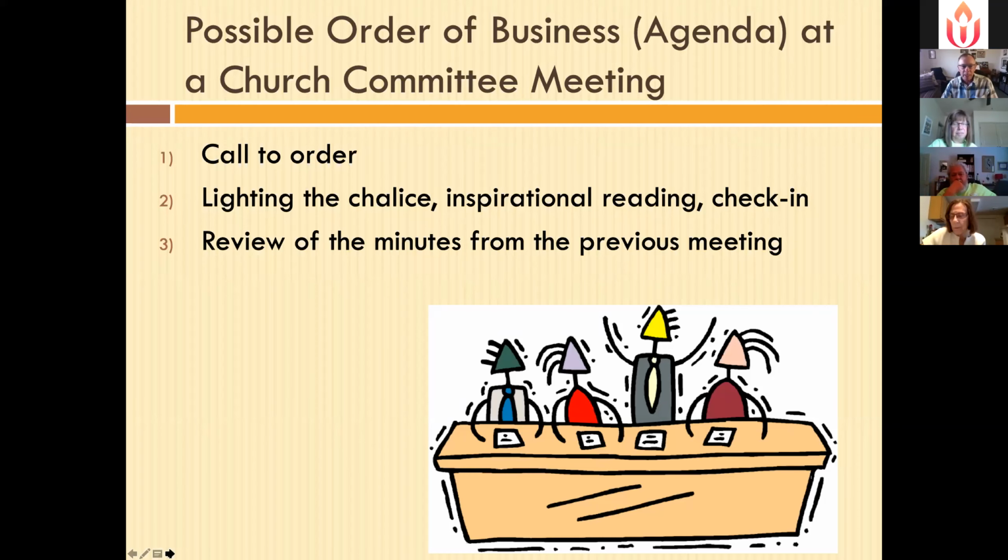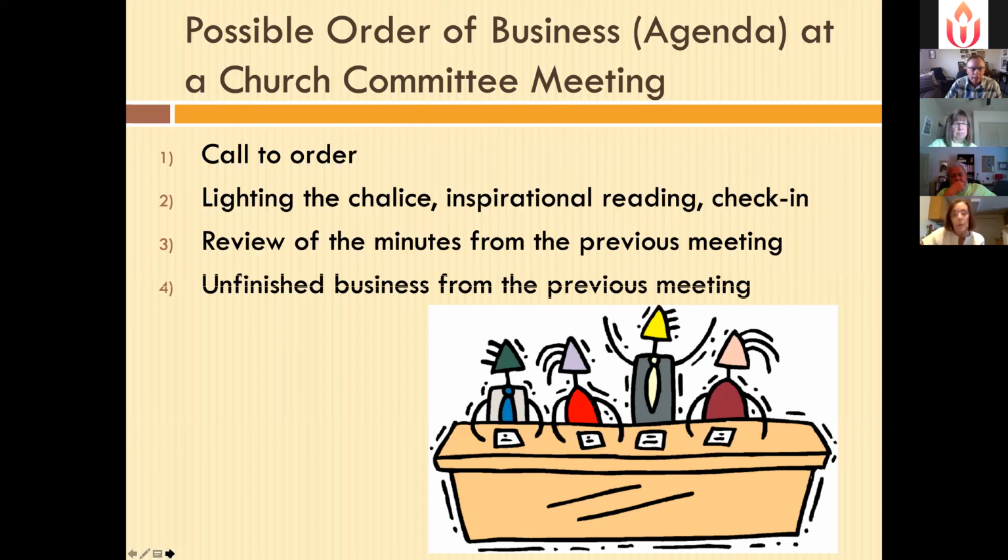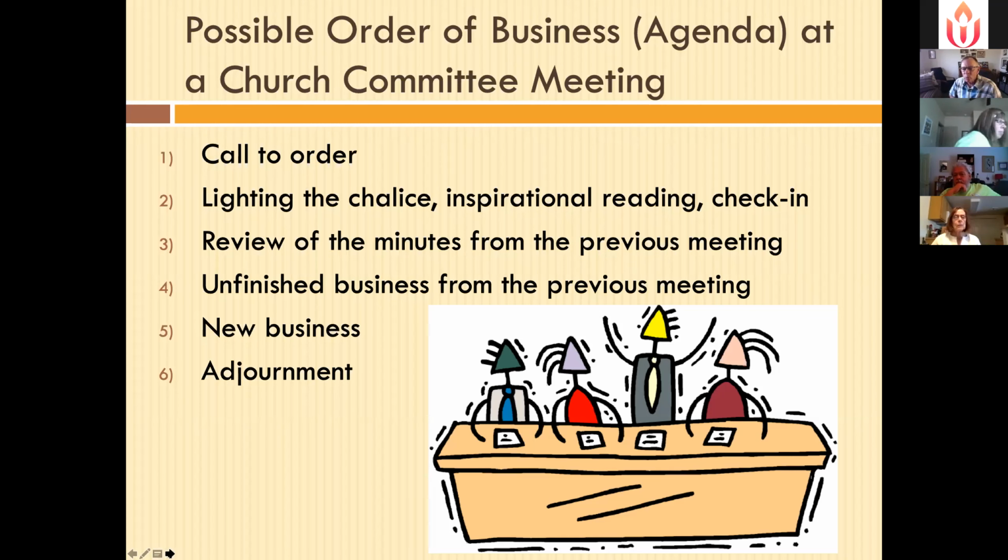Sometimes this is done by email, but we could review the minutes from the previous meeting. Any unfinished business from the meeting before that didn't get done would come next, followed by new business and adjournment. And that's just a simple 6-step agenda for a committee meeting that would work well for most committees in our church.